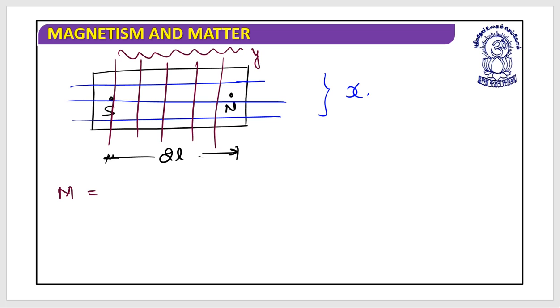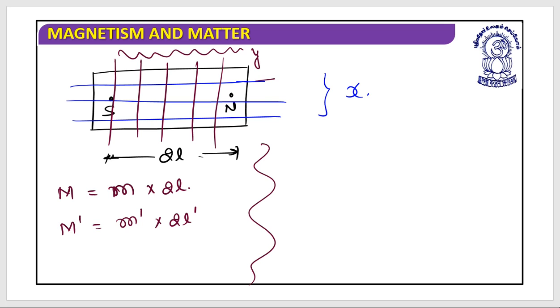Initially the pole strength was m, multiplied by the length between the two poles, which was 2l. Now in this new situation, it would be m dash multiplied by 2l dash.